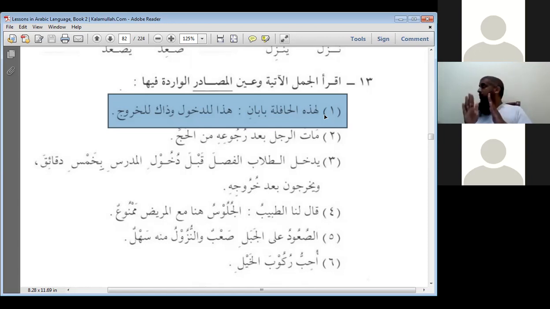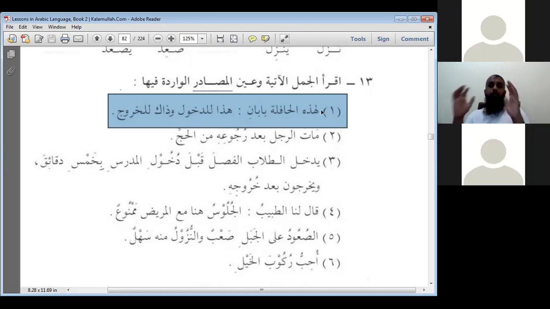We have a noun, all we need to do to make it dual is we add an alif and a noon, okay? So if you take out the alif and nun from this word, babani, you will get babun. Bab, which means a door, right? So when you add back the alif and nun, you get babani, which is two doors. So what are we saying here? Lihadhihil hafilati babani. For this bus are two doors. Or in English, we will say, this bus has two doors. That's a proper English sentence, right?